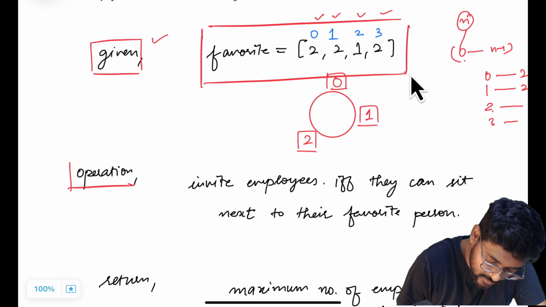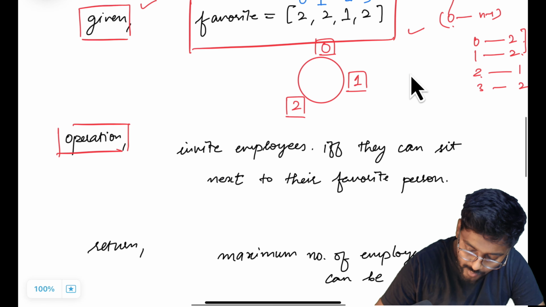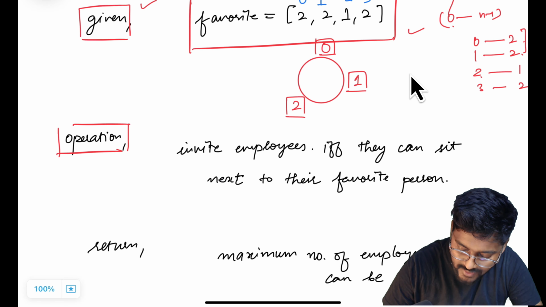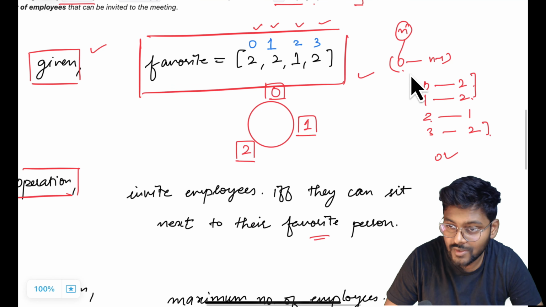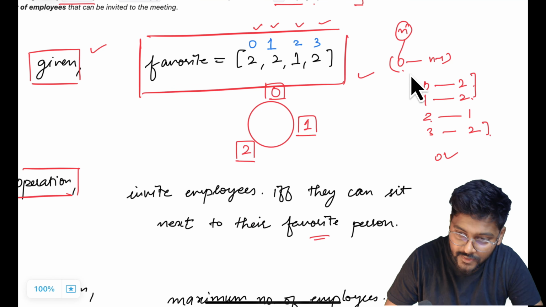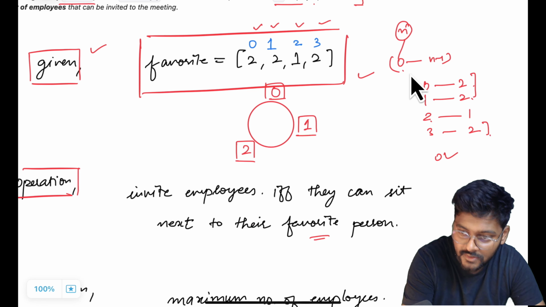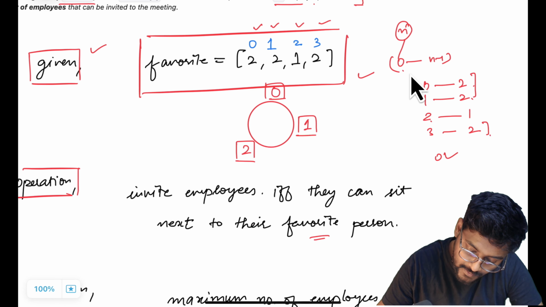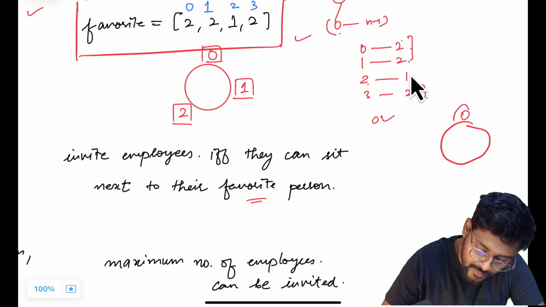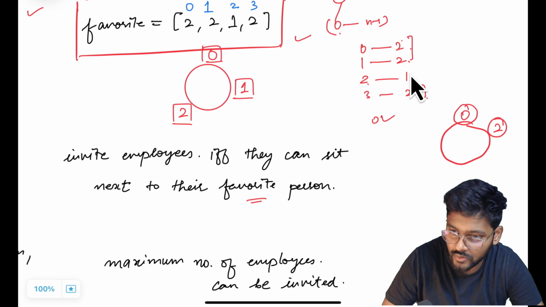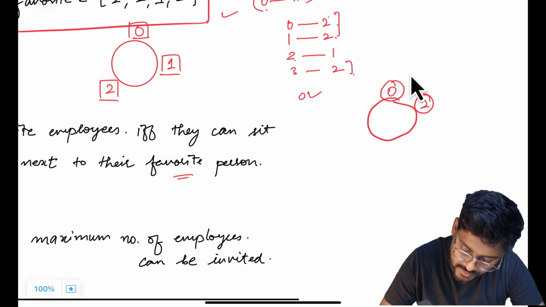What operation do we have to do in this problem with this input? Invite employees if and only if they can sit next to their favorite person. So employee 0 is going to attend the meeting only if its favorite employee is also attending and sitting beside 0 on the round table. 0 has favorite 2, so 0 is only coming if 0 is able to sit with 2 at the table. And 1 is only going to attend if 2 is sitting next to it.